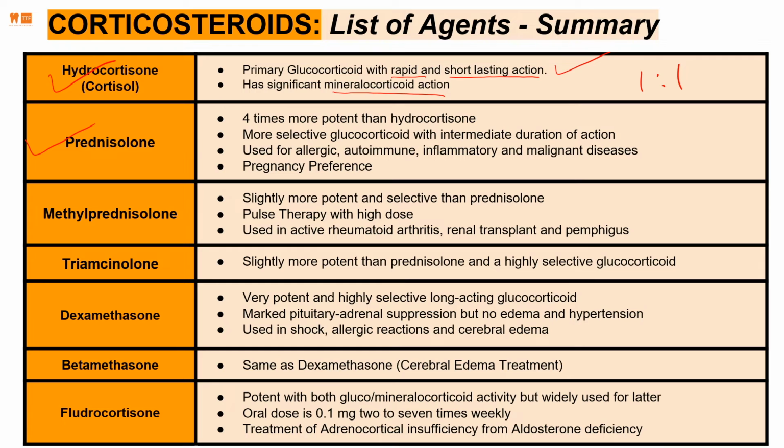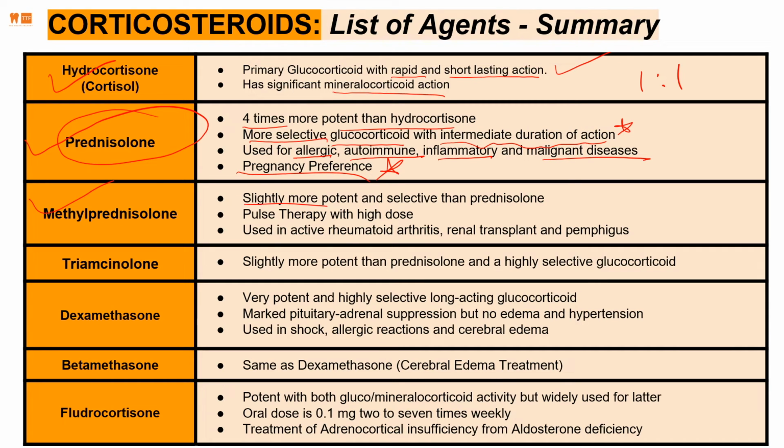Prednisolone, 4 times more potent than hydrocortisone, we looked at that. More selective for glucocorticoids with intermediate duration, also in the chart in the previous slide. Used for allergic, autoimmune, inflammatory, malignant diseases, and it's preferred in pregnancy. Therefore, prednisolone is something that's very famous in the family of corticosteroids.